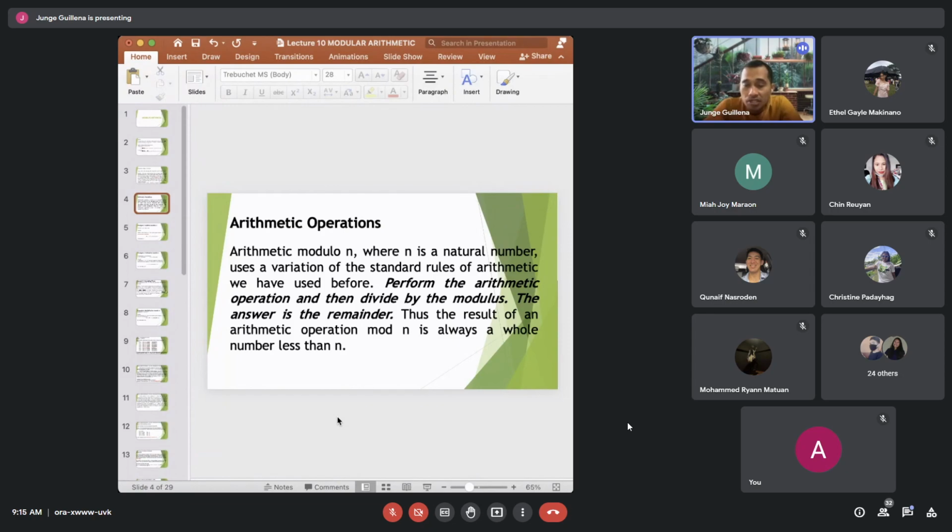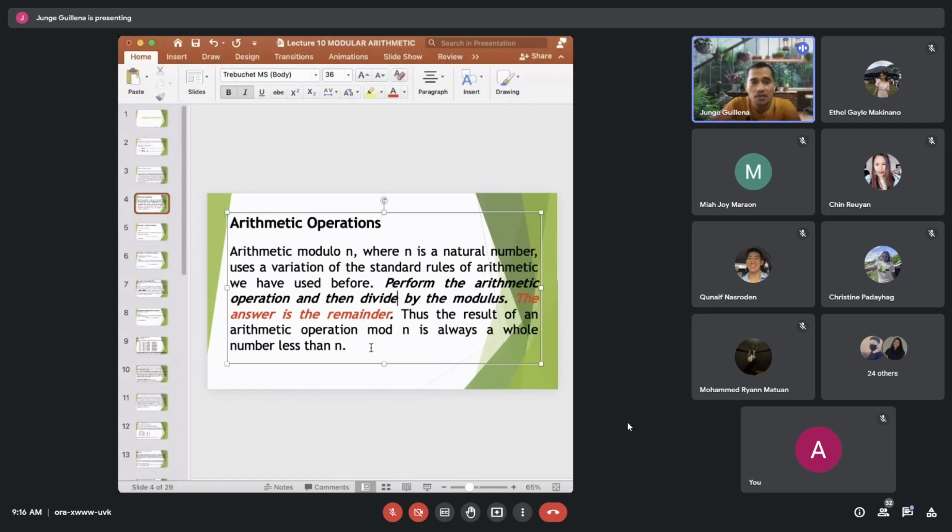Okay, so of course, since we are talking arithmetic here, we'll also have what we call operations, arithmetic operations, similar to what we have learned or understood about the usual arithmetic that we have. So arithmetic modulo n, where n is a natural number, uses a variation of the standard rules of arithmetic we have used before. So perform the arithmetic operations and then divide by the given modulus. So the answer is the remainder. So take note, the answer is the remainder.